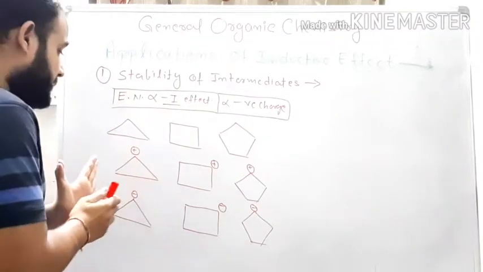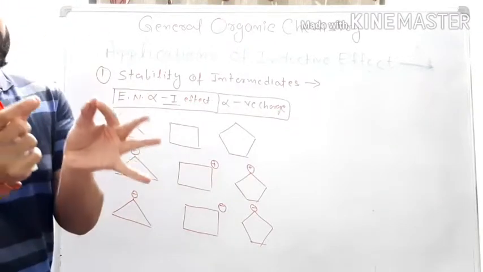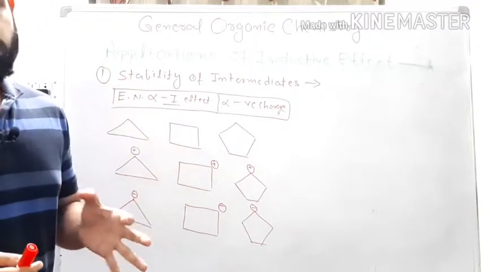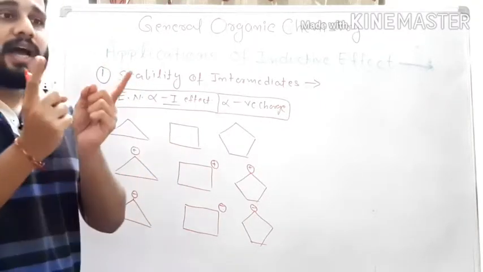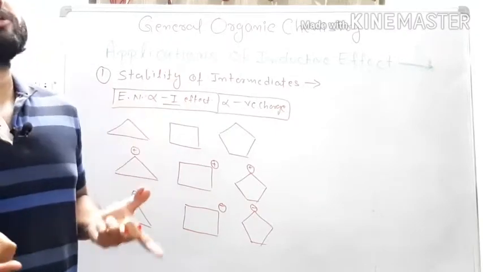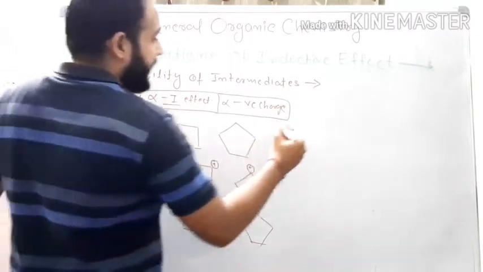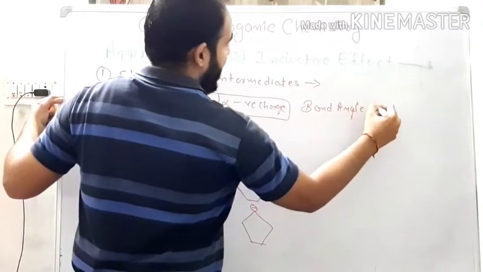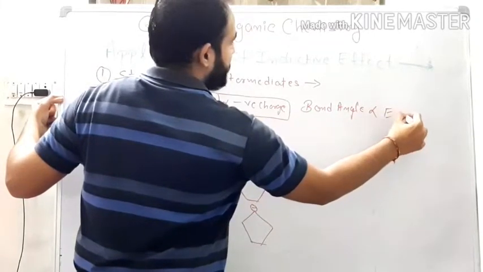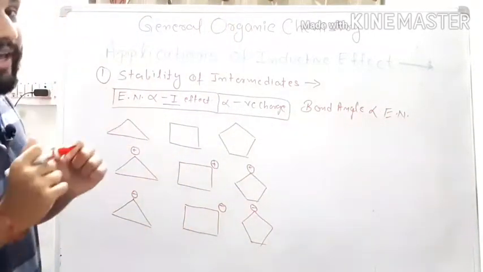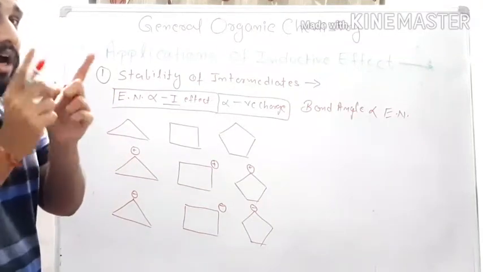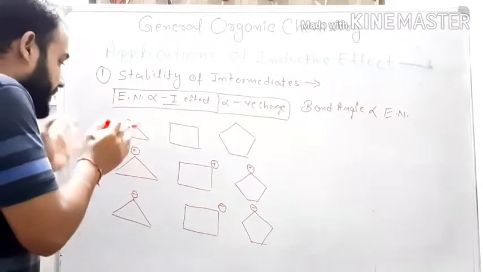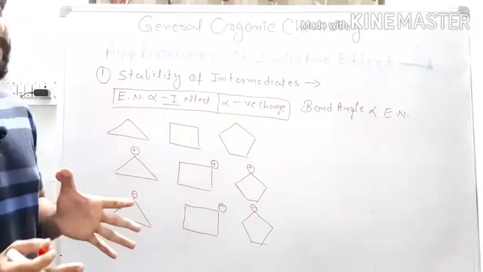Now how can we explain the stability order of these ions on the basis of electronegativity or minus I effect? Now see friends, we saw the bond angle relation with electronegativity in our previous lecture. We see that when there is a high bond angle, there is high electronegativity. So bond angle is directly proportional to electronegativity. Outer bond angle, not inner, outer bond angle.